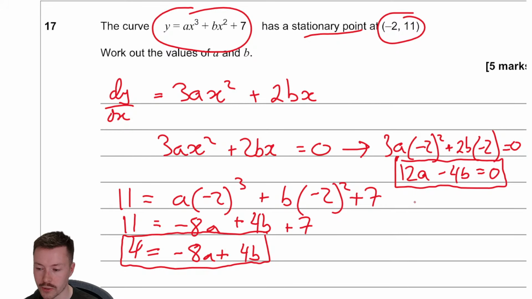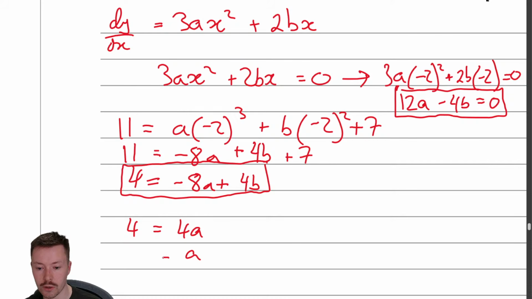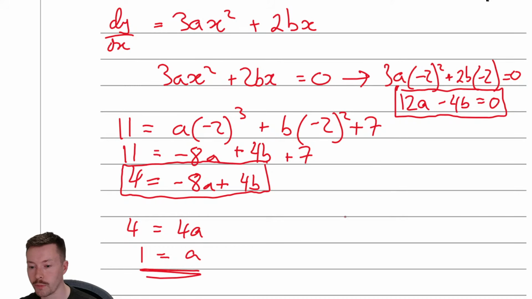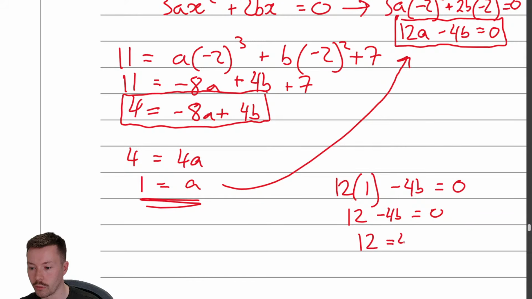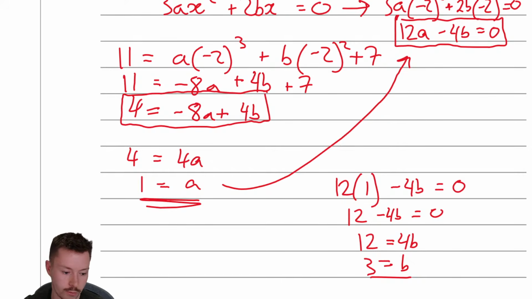I'm going to add those equations together. Just imagine the zeros on the left hand side. So we get 0 add 4 is 4 equals 12a minus 8a is 4a, 4b add minus 4b is 0. So a is equal to 1. And then plug that into any equation. So if we plug it into this one, we get 12 lots of 1 minus 4b is equal to 0. So 12 minus 4b is 0. So 12 is equal to 4b. So b is equal to 3. Should be, unless I've made a mistake.